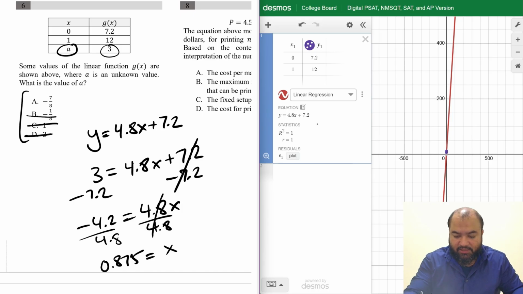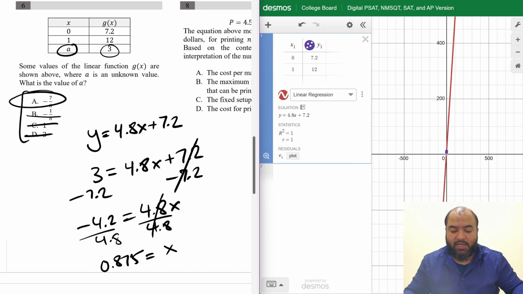Now try out the options to see which one is the same. It's not C or D, and B is too small. It must be A. So 7 over 8 is 0.875. So A is the answer.